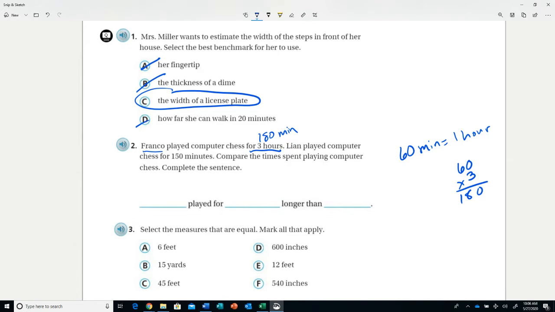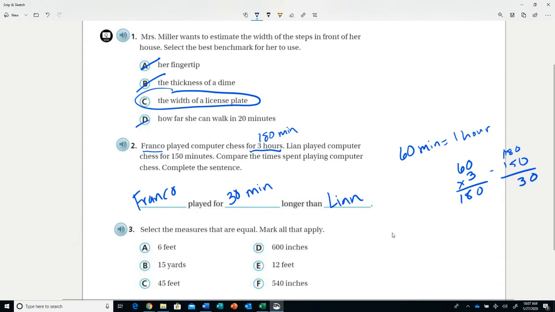Oh, okay. So then we're going to have to do a little math here. 180 minus 150 is going to give me 30. So at least that's how I'm reading it. Franco played for 30 minutes longer than Leon. Works for me. Hopefully your drop downs respond to that as well.